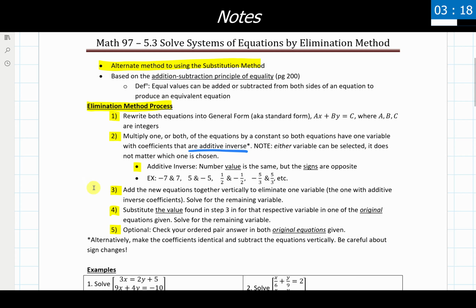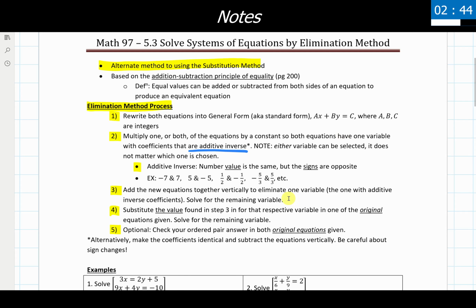Our third step is to then add the equations together vertically to eliminate the one variable that we chose, the one with the additive inverse coefficients. We're then going to solve for the remaining variable, meaning if I were to make the x's in my two equations have additive inverses, they will cancel out when I add vertically. I'll have some y variable equals some number on the other side, and then I will just solve for the remaining variable y in that example.